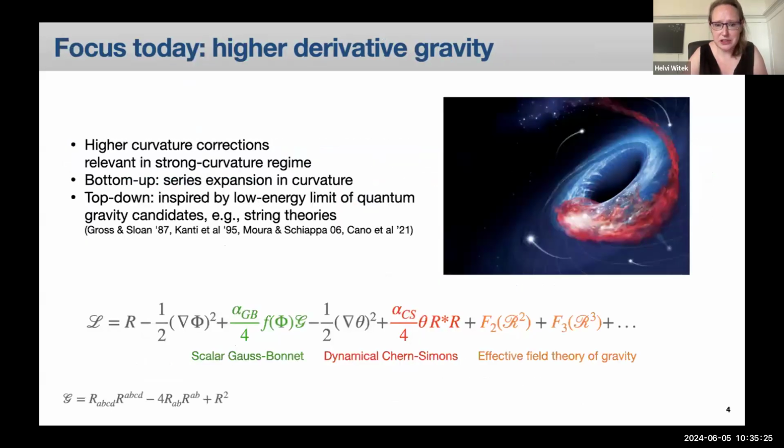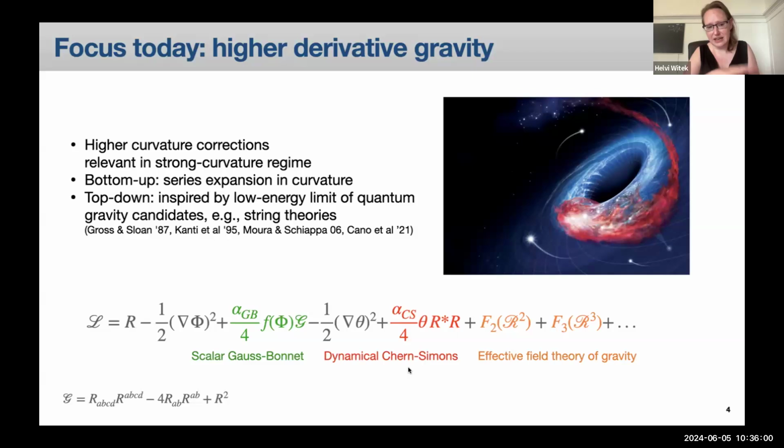So, as I said, for today, I do want to focus on a subset of this body of work, looking at higher curvature corrections that become relevant in the strong curvature regime. Now, where might these come from? There are two ways of thinking about it. You can either say, I want to modify Einstein and see what happens in the high curvature regime, and let me think about taking a series expansion in curvature. And this is one of the things that we will look at.